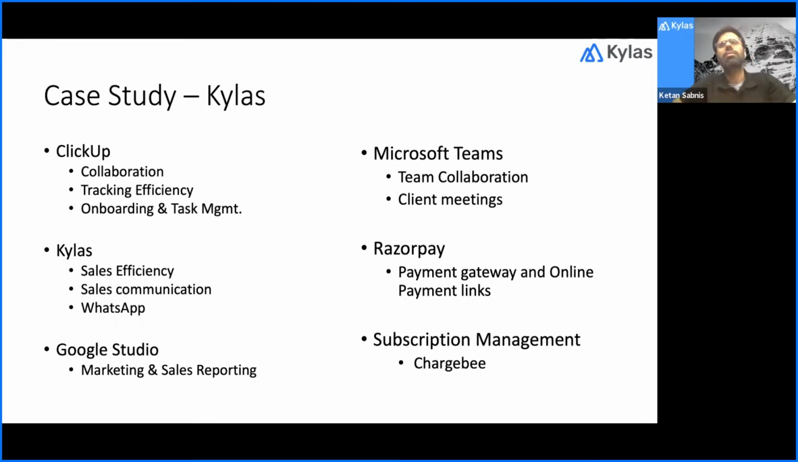The minute a customer is signed up on Kailas, there is input that goes into ClickUp. There's a customer object created in ClickUp. Again, this is automated. Once that goes in, there is a plan for onboarding and a project that gets started on ClickUp. We track efficiencies, we track everything within ClickUp for onboarding.